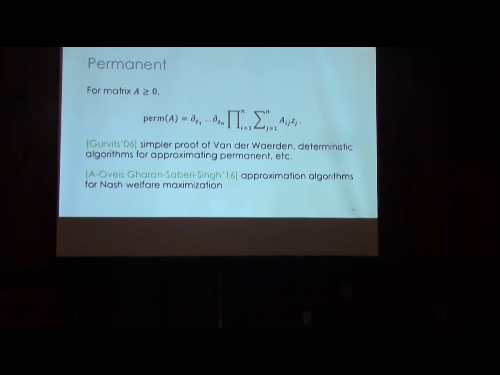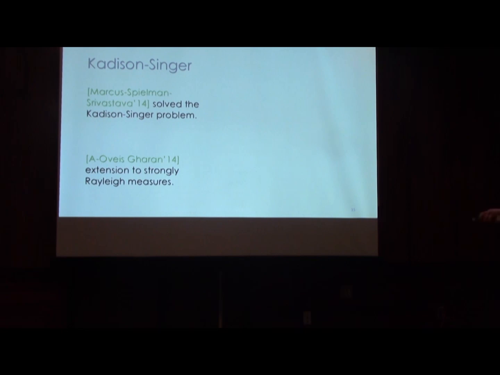So Nash welfare maximization is the problem we were able to apply it to. But I'm not going to define it here. So the main application, which I'm going to be talking about, is Kadison-Singer. So Marcus, Spielman and Srivastava solved the Kadison-Singer problem, which I'm going to define in the next few slides. They heavily used this machinery of real stable polynomials. What we did was we extended the result to a setting which was important for our applications in ATSP. This statement is going to become clear in a second.